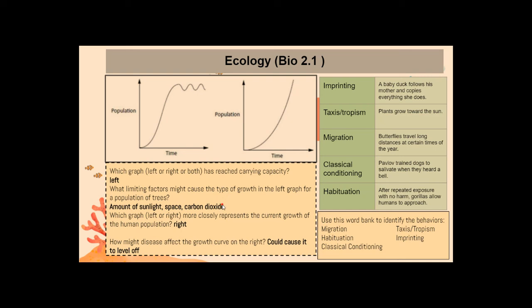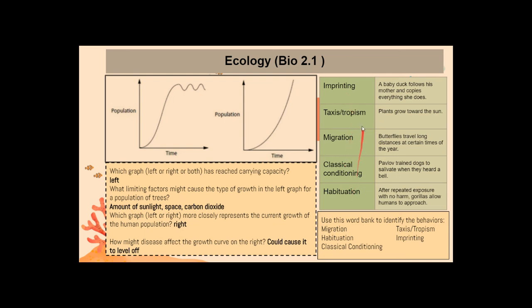that sort of stuff. Current human population is to the right. Even with COVID, our population keeps going up. And how might disease affect the growth curve? So it could cause it to level off. Currently, that's not happening, but too much disease could cause it to level off and reach carrying capacity.